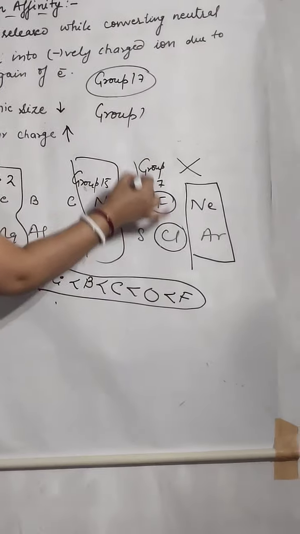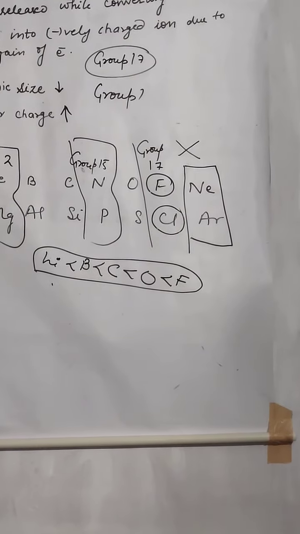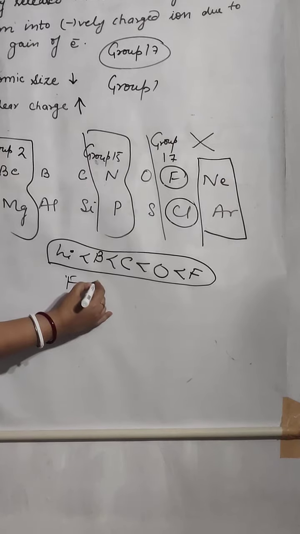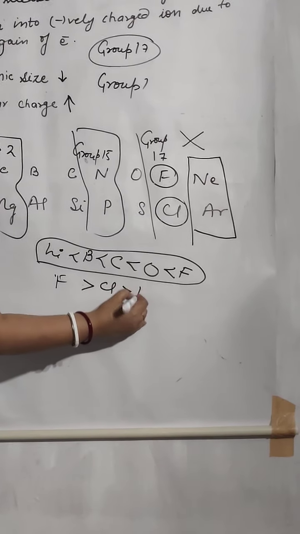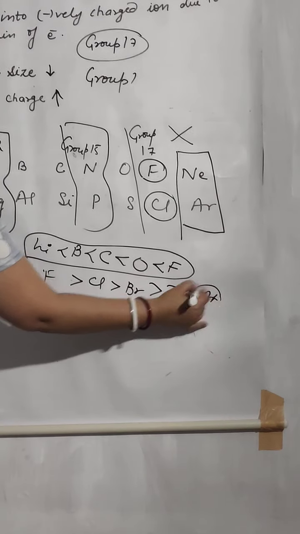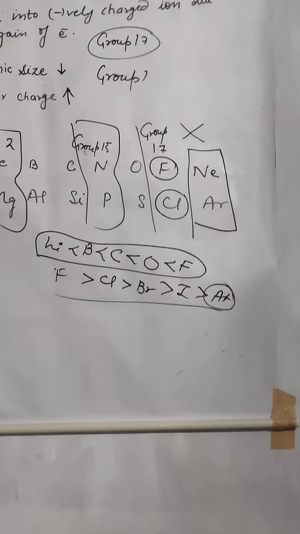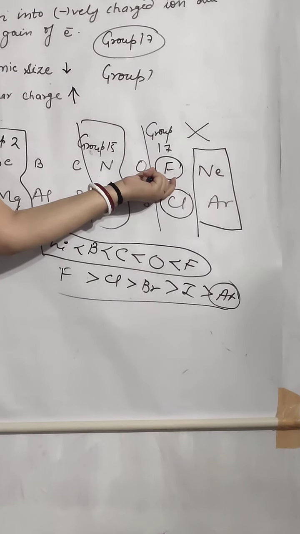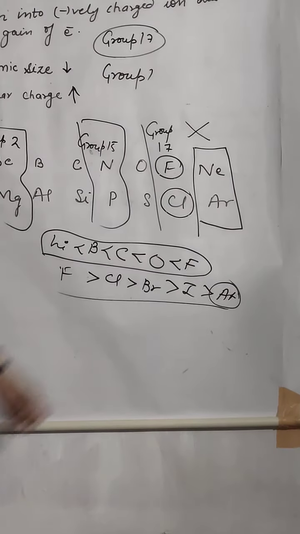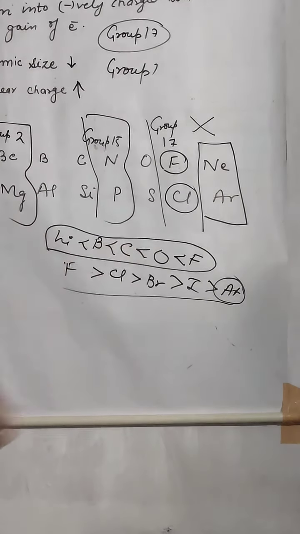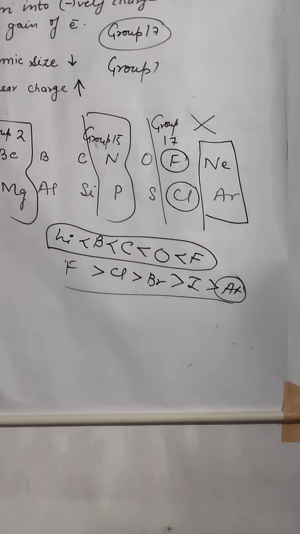See, as you move down the group, what happened? Electron affinity decreases. So decreasing order we are asked to write. So we will write fluorine, then chlorine, then bromine, then iodine, and then astatine. These all are halogens. But the thing is, fluorine is having lower electron affinity than chlorine, and oxygen is having lower electron affinity than sulfur. So decreasing order we are asked to write.